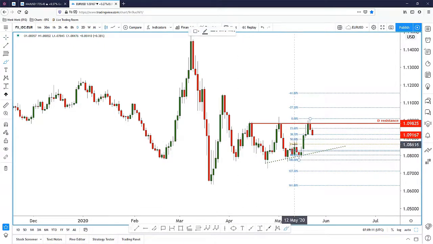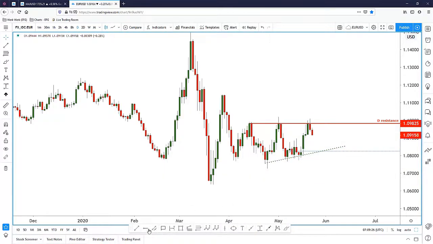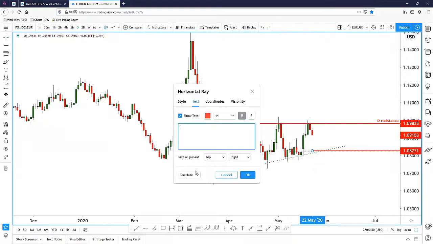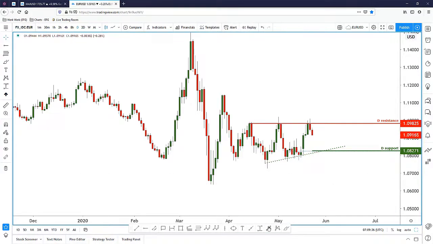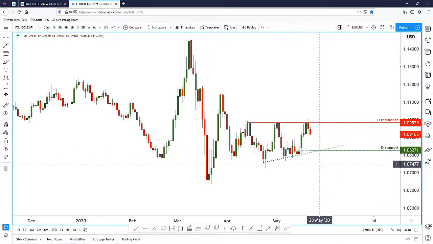And we see that the graphical level does not fall nicely with the 61. However, the trend line falls quite nicely with the 78.6. So let's highlight the 78.6 level. And then let's put our daily support line there. On the daily, we are bearish. We have a bearish bias that price will at least push down to the ascending trend line support.